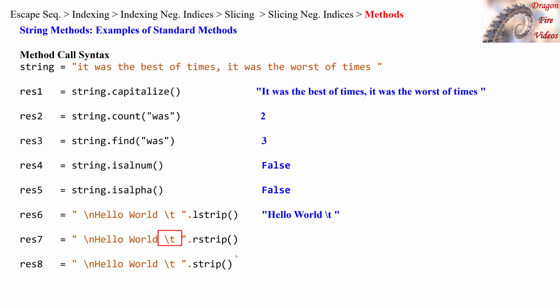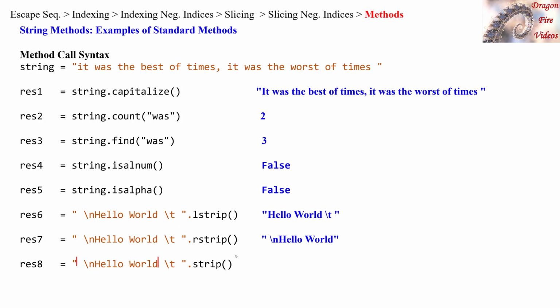Right strip works the opposite way. It strips white space from the right-hand side. So we'll see in this string the 3 characters of space, tab, and space on the right of the letter D will be stripped, that means removed, and the appropriate substring is returned, which I have here in blue.